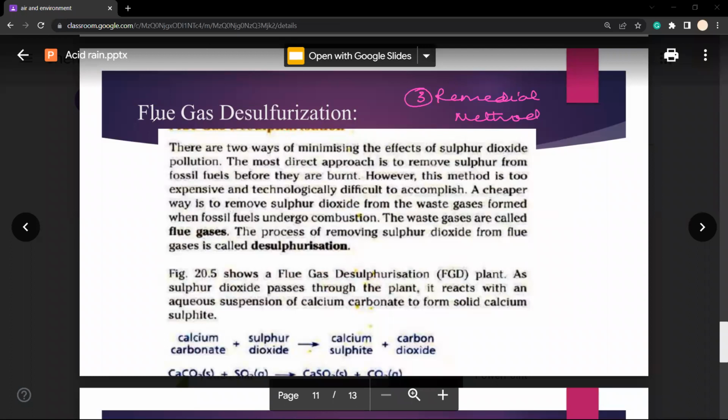Now, flue gas desulphurization is your third remedial method, and this is something very important. From industries, where your acidic gases are liberated, for example you have oxides of nitrogen, you have sulfur dioxide and so on. Because there the fuel has sulfur content, that's liberated in the form of sulfur dioxide. So these gases are absorbed and treated in the chimneys of the factories before they are liberated out.